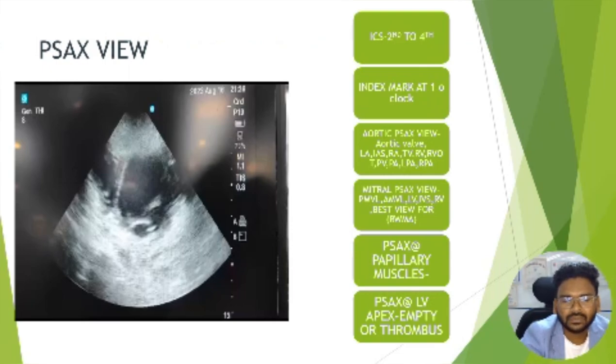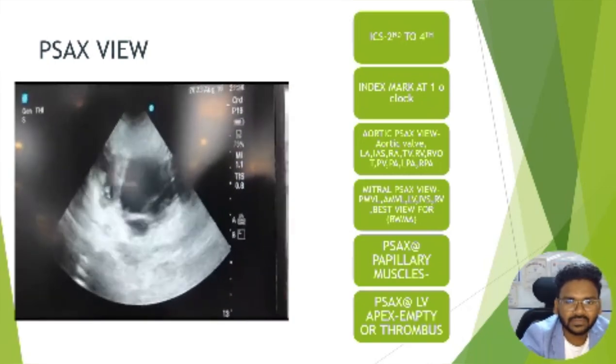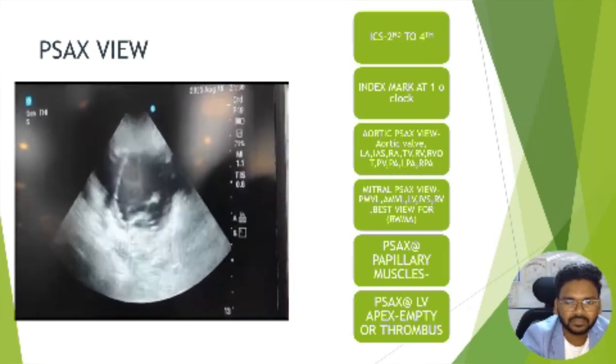So now let us discuss the parasternal short axis view, that is the P-SAX view. We can see the P-SAX view at different levels, that is at the aortic level, mitral valve level, the papillary muscle level and the apex level. So this is the P-SAX view at the mitral level.